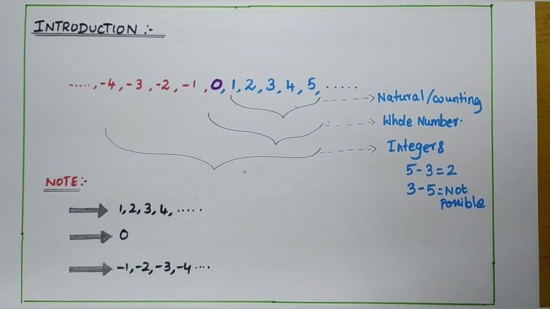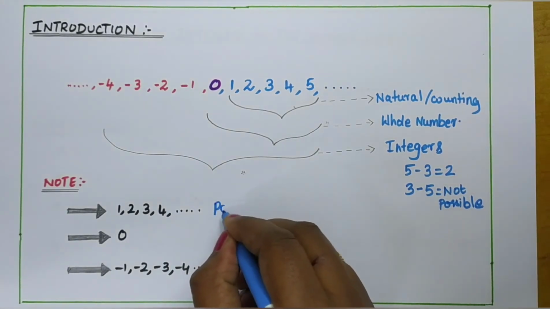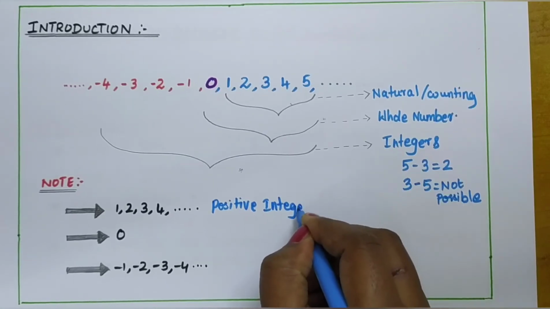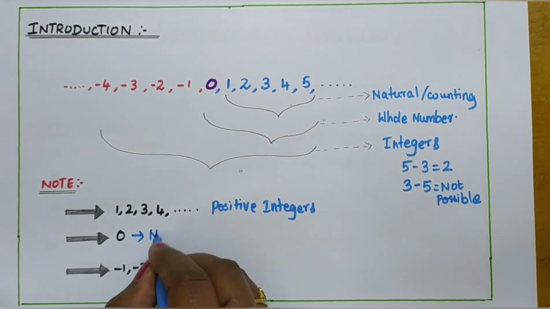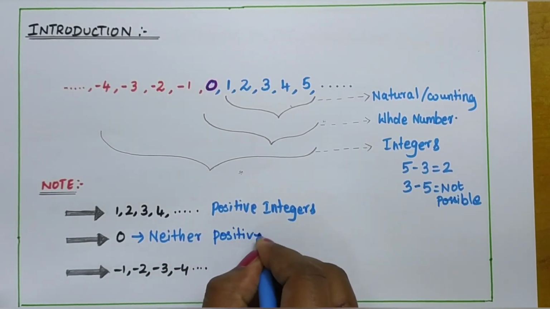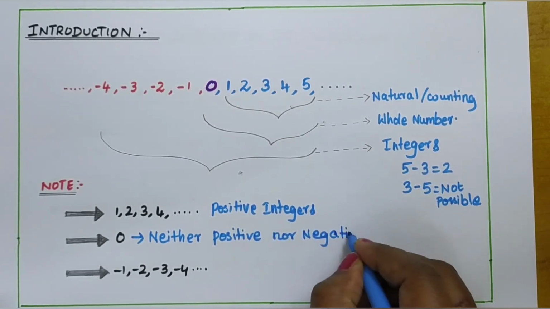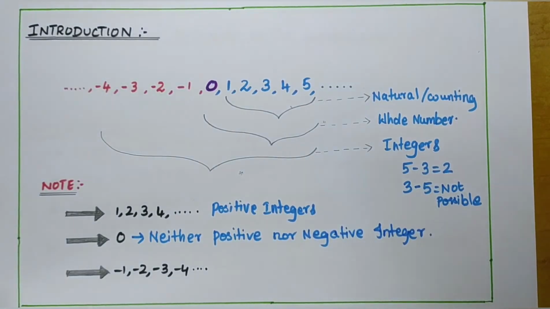In integers, we have subdivisions. 1, 2, 3, 4, 5, 6, 7, 8, 9, 10 are all called positive integers. 0 is called neither a positive nor a negative integer. Minus 1, minus 2, minus 3, minus 4 are called negative integers.